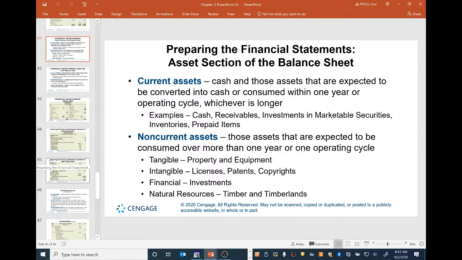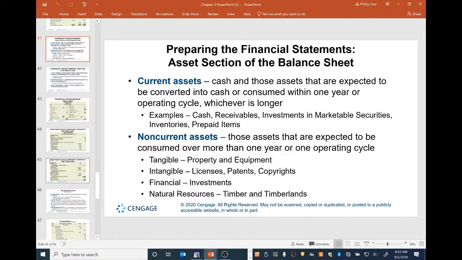Okay, let's talk about the balance sheet, in particular the assets section of the balance sheet. Okay, so current assets. So we have current assets and non-current assets. Current assets are cash and those assets that are expected to be converted into cash or consumed within 1 year of the operating cycle, or within 1 year or the operating cycle, whichever is longer, right? So we've established that. So cash, receivables, investment in marketable securities, inventories, prepaid items, stuff like that. That's going to be current assets, right?